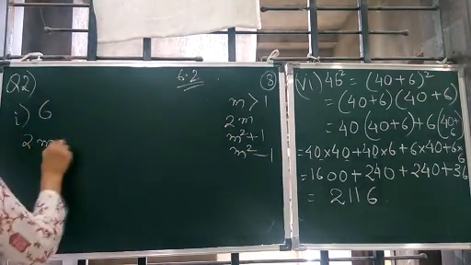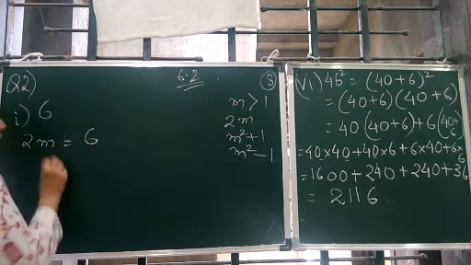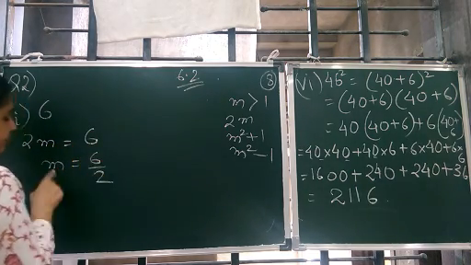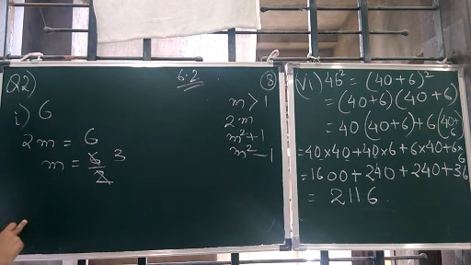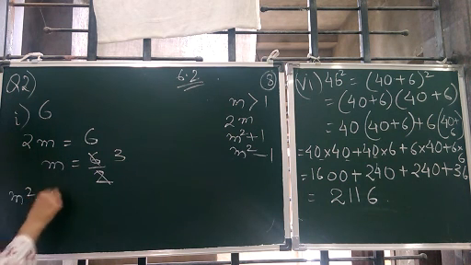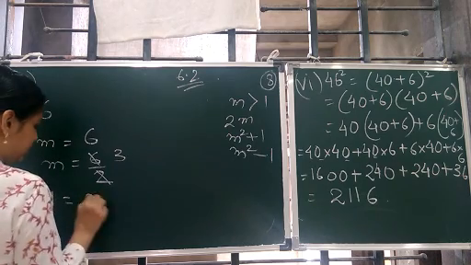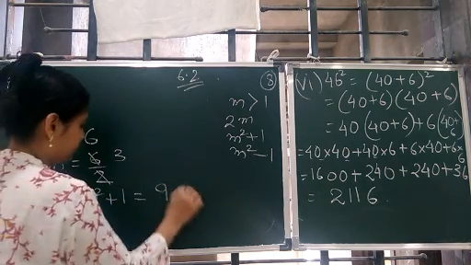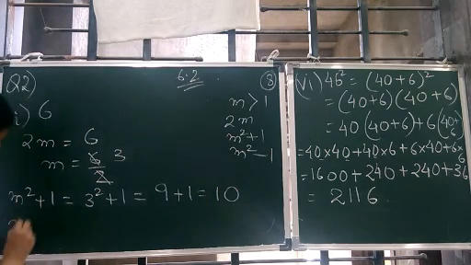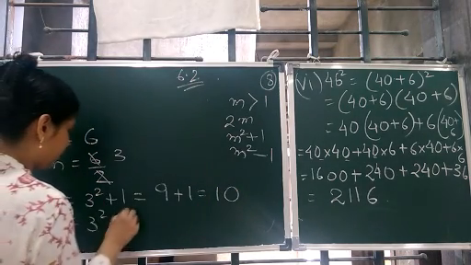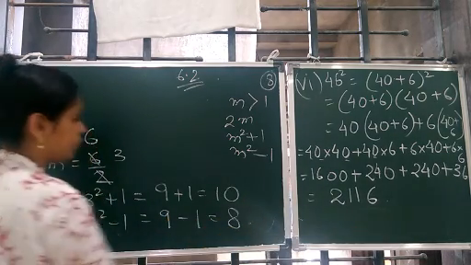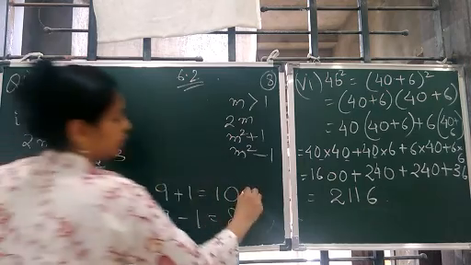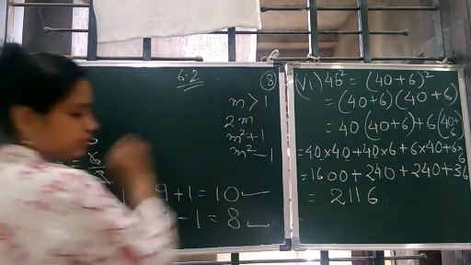So here the first member is 2m, which is equal to 6. From here we get the value of m, that is 3. Now we need to know the other two members. So it will be m square plus 1, that is 3 square plus 1, 9 plus 1 which gives us 10, and m square minus 1, that is 3 square minus 1, 9 minus 1 which gives us 8. So what is the answer? Answer is 6, 8 and 10.